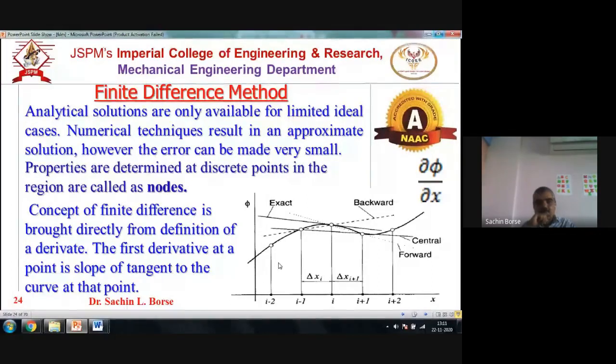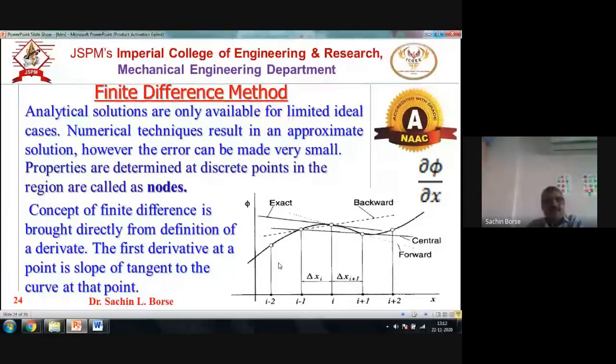properties or variables are determined at discrete points, and we call them nodes. The finite difference concept is brought from the definition of the derivative. There are two ways. We can say directly from the derivative, or we can also take support from the Taylor series. We will get the same thing. The first derivative at any point is nothing but the slope of the tangent to the curve at that point. This is the concept we use. We can represent the derivative by the slope of the tangent to the curve at that point.